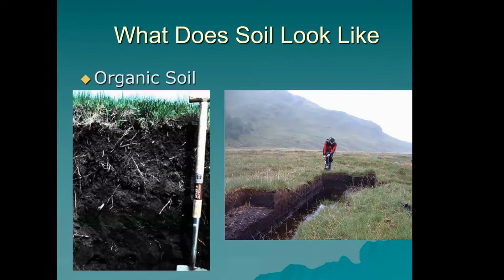Here is an organic soil. This is a peat bog. We wouldn't have this in the US. This is probably from Scotland. But a soil that has a lot of organic material in it is going to have this really dark color.